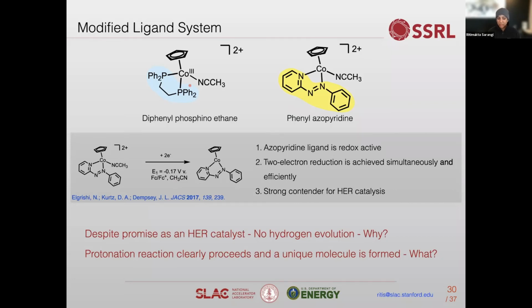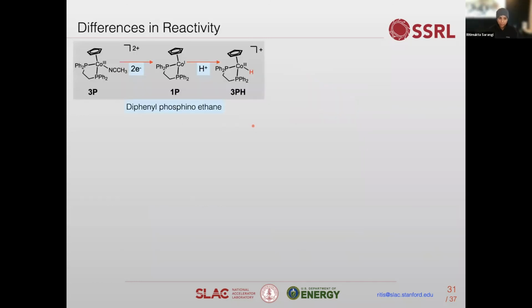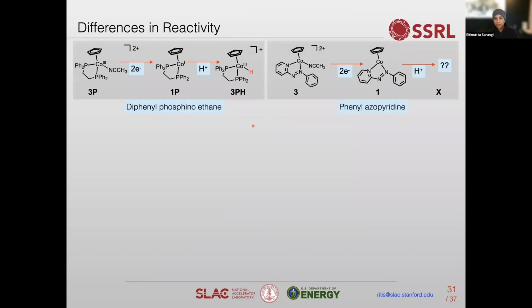But it turns out that despite this promise, no hydrogen evolved. And so they wanted to know why there was no hydrogen evolving. They knew that protonation was occurring, so they took this and threw a proton in. The protonation was occurring, but they didn't know what was going on. So we started looking at these two systems using X-ray absorption at the cobalt edge. And I'm going to explain this a little bit.